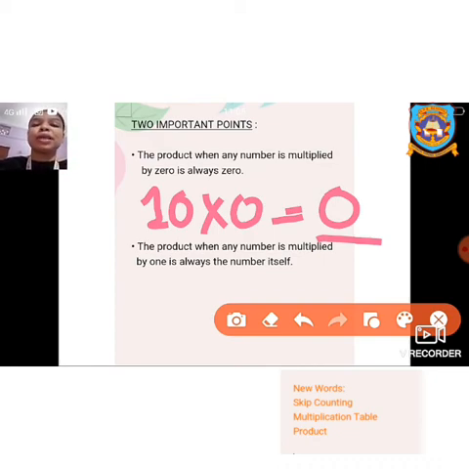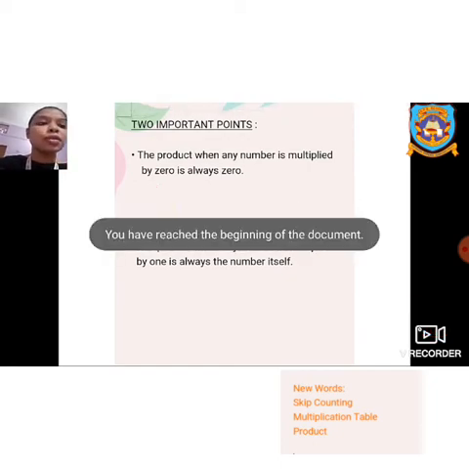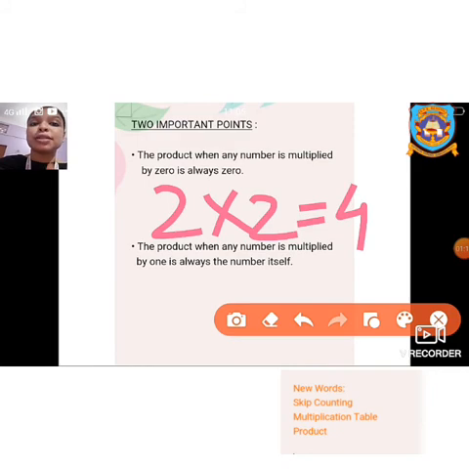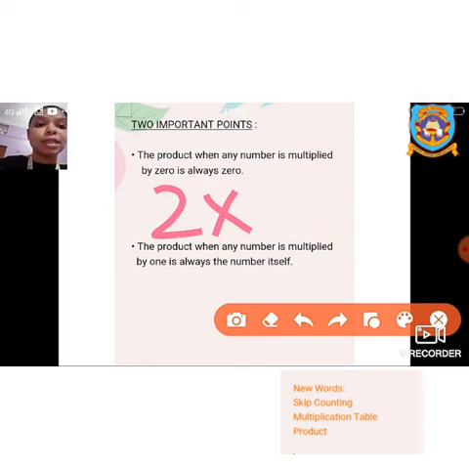Now, in the multiplication table of 2, if you take 2 into 2, what will you get? You will get 4, isn't it? The 4 is the product here. That means 4 is the answer of the multiplication of 2 into 2. But the point given here is, if you multiply any number with 0, it will always be 0.